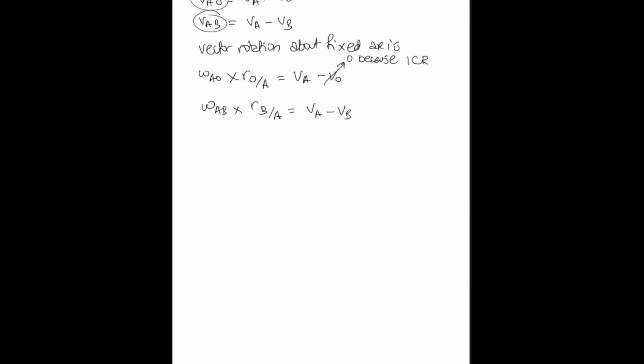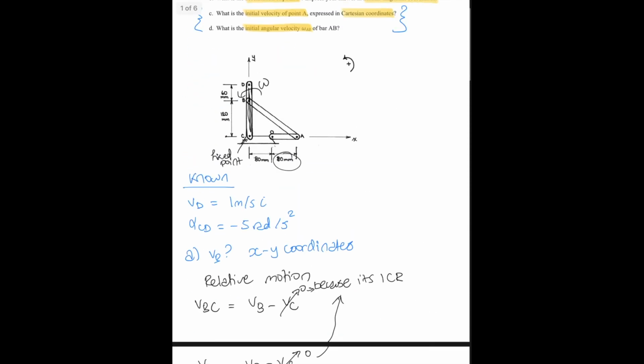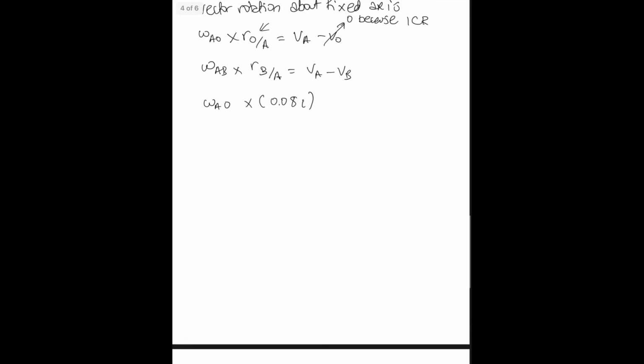And then we're going to plug in our known values. So we know that this is going to be equal to 0.08I cross omega AO, is going to be equal to VA. And once we do the cross product, we're going to get 0.08 omega AO J is equal to VA. So we know that VA is also going to be in the J direction.